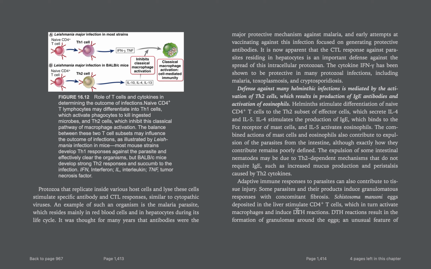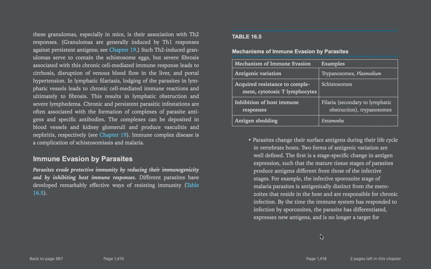Adaptive immune responses to parasites can also contribute to tissue injury. Some parasites and their products induce a granulomatous response with concomitant fibrosis. In schistosomiasis mansoni, eggs deposited in the liver stimulate CD4 plus T cells, which in turn activate macrophages and induce a delayed type hypersensitivity reaction. The delayed type hypersensitivity reaction that results in these granulomas, especially in mice, is associated with T helper 2 cells.